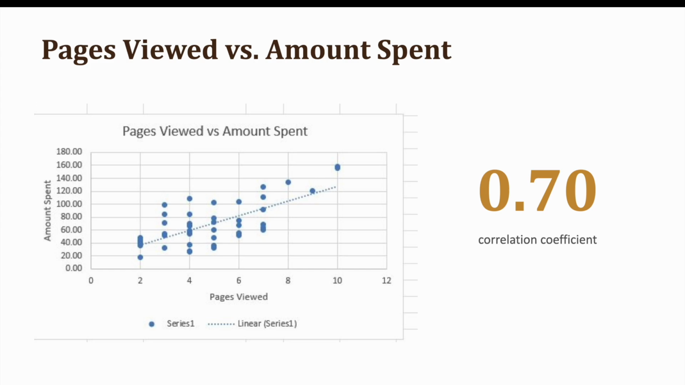But now look at pages viewed versus amount spent. This one is stronger. The correlation here is about 0.70, and you can actually see it. The dots hug the trend line noticeably tighter than the last chart. So what does that tell us?